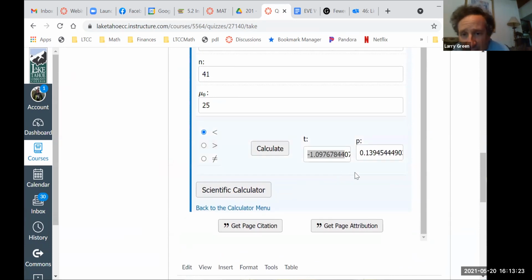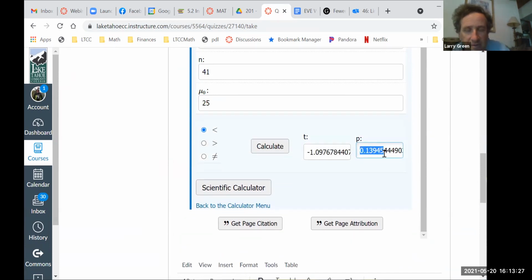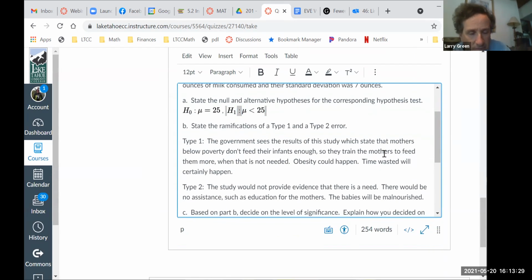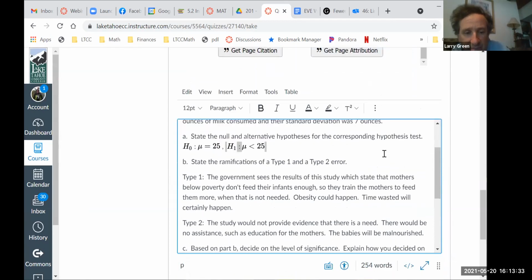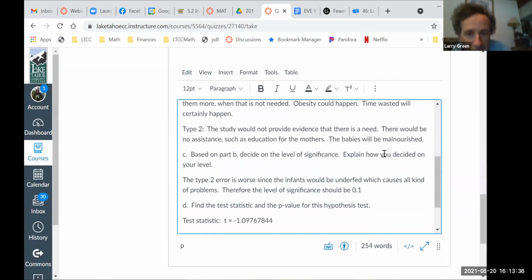Okay, and then the p-value. Was it 0.13945-ish? So the p-value was equal to that. Any questions on part D?